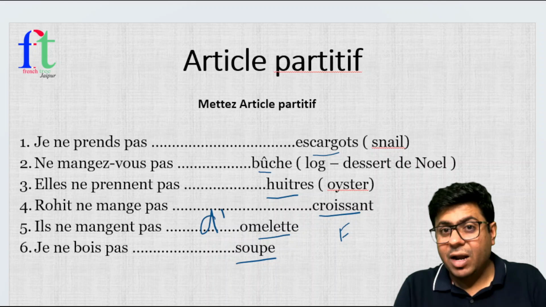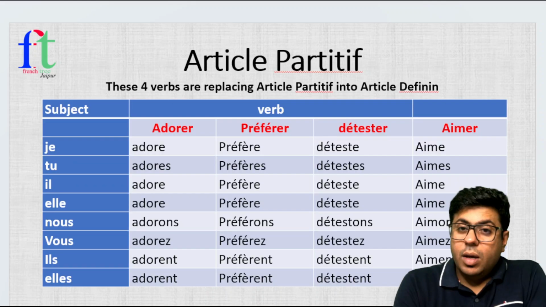The last rule of this grammar is, when in your sentence the major part of the verb are these 4 verbs: aimer, préférer, détester, adorer. Adorer, préférer, détester, and aimer. If these 4 verbs are there in your sentence, what will happen? Earlier you used du, de la, de l', des. In negative you make it de. Am I right? Now, the conjugation of all 4 verbs is here. You can easily look them up.